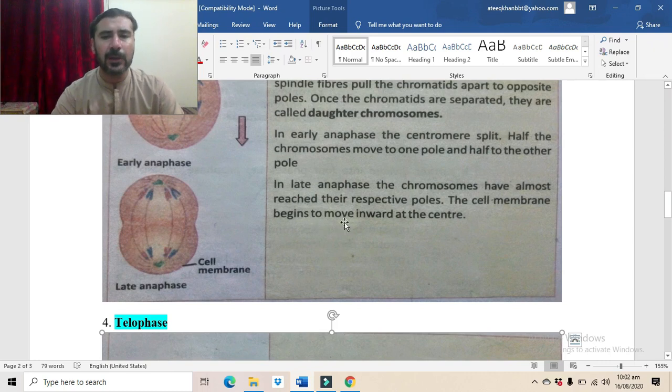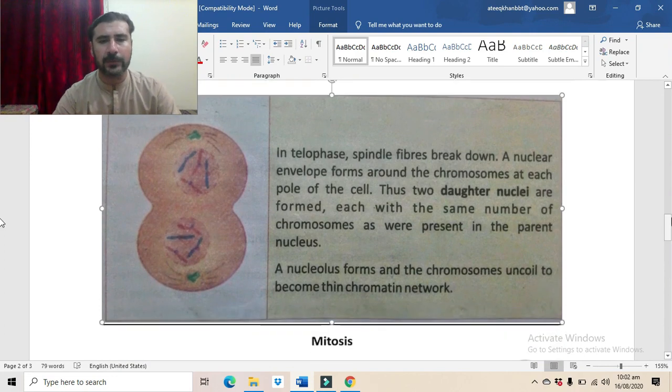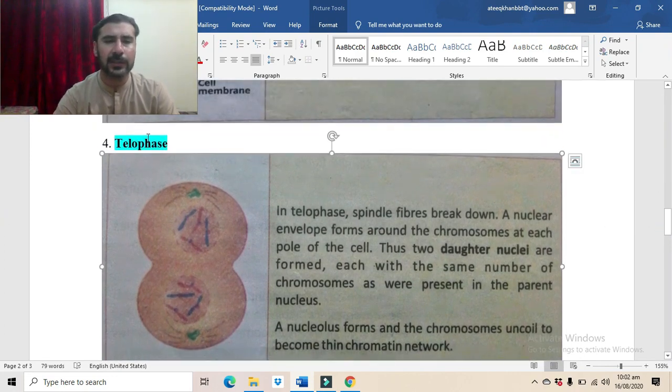The cell membrane begins to move inwards at the center. Now at this stage, this is the cell membrane. It will move onward. This is inward, and this is also moving inward. Now telophase. This is the fourth stage, the last stage, telophase.